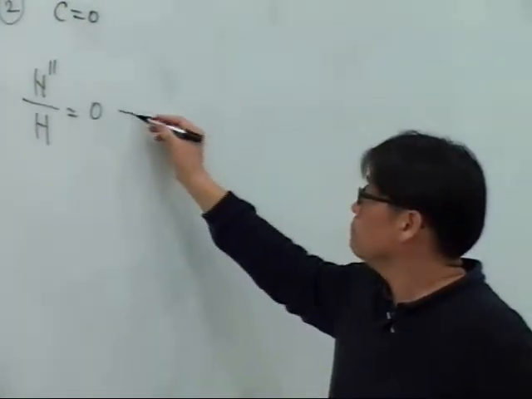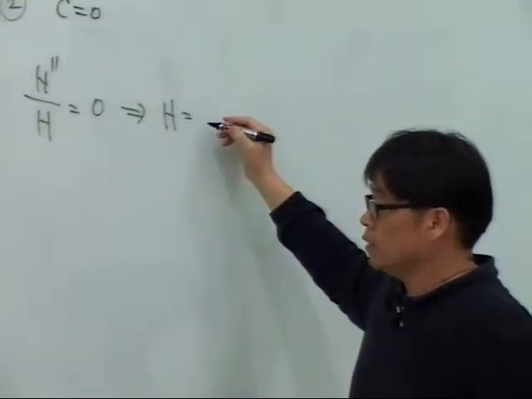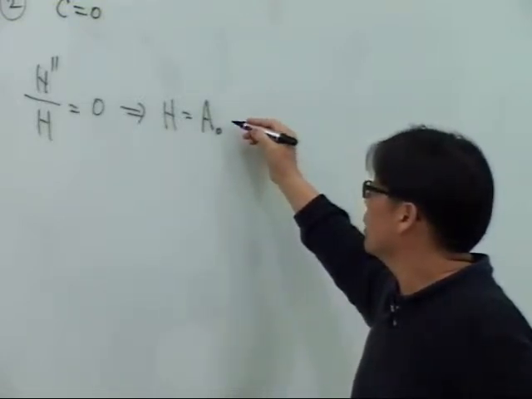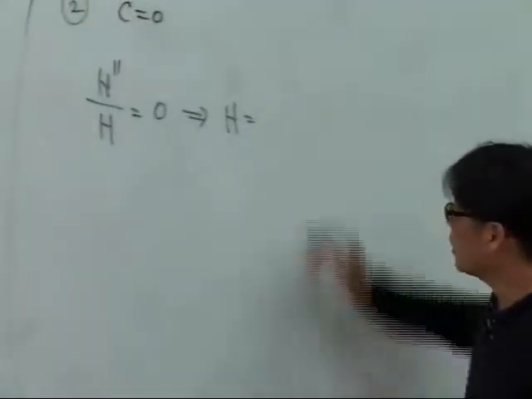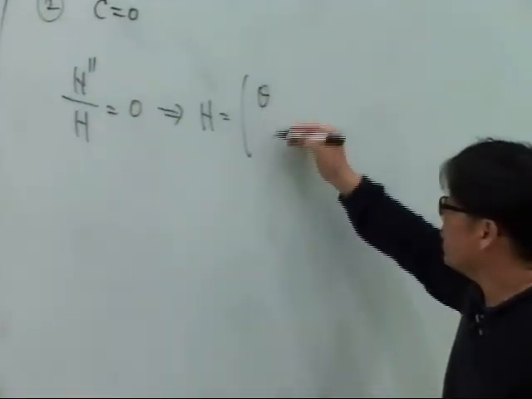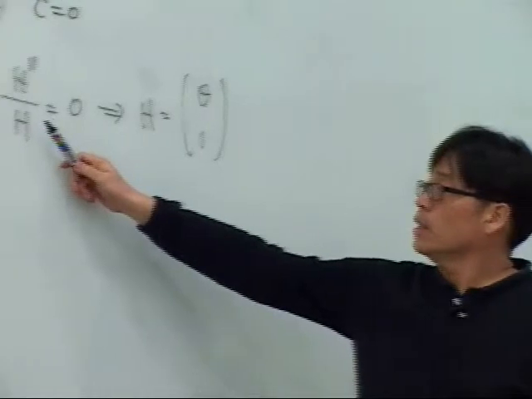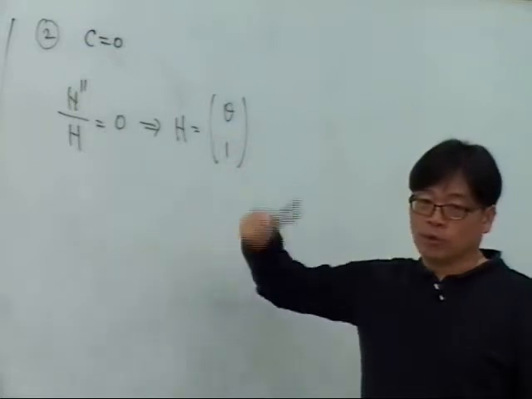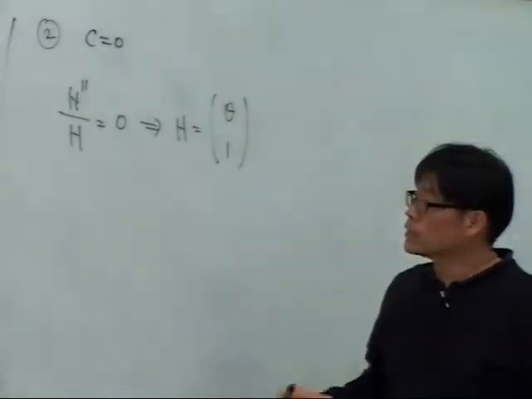Which means H is what? A naught theta plus B naught, right? Or let me write it this way, because I have to take a linear combination: either theta or 1. So if you integrate once, you'll get a constant. And then if you integrate one more time, you'll get a theta, okay? So those are the general solution for this guy.